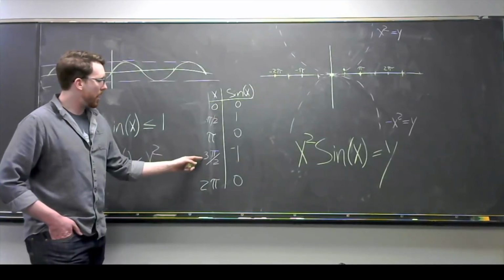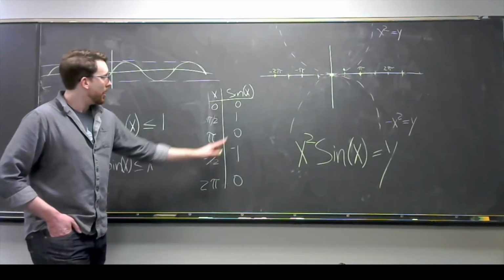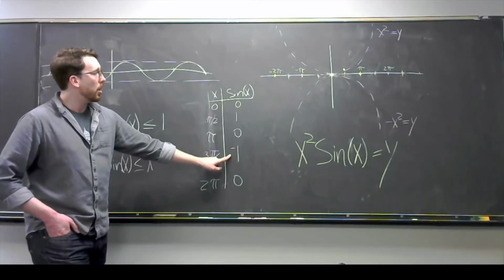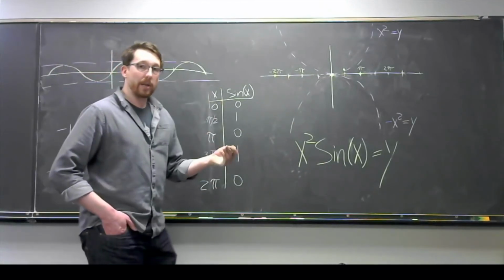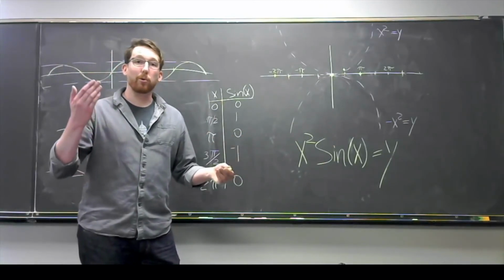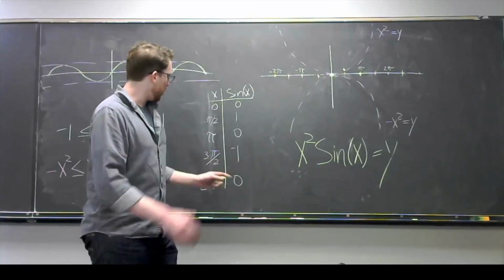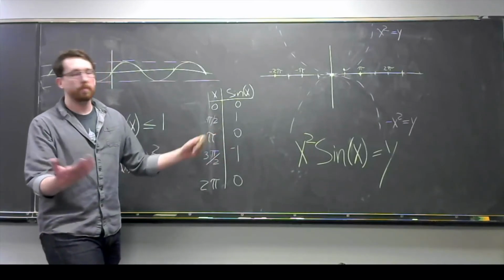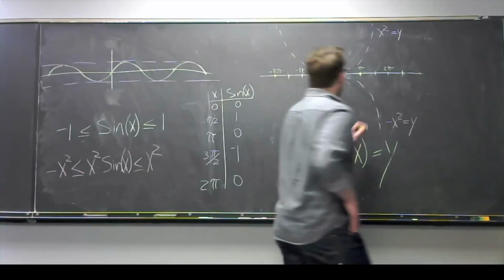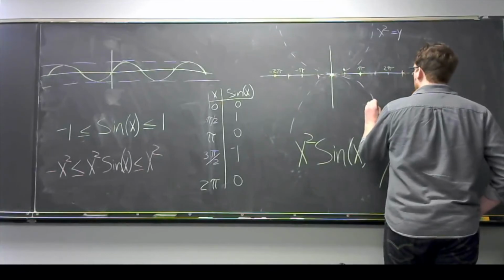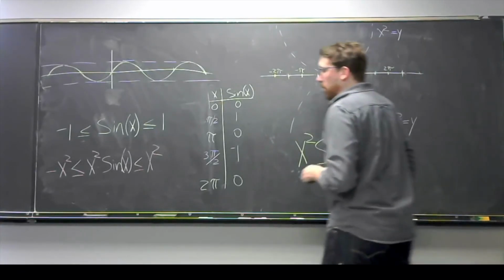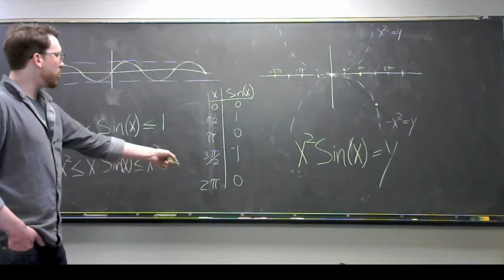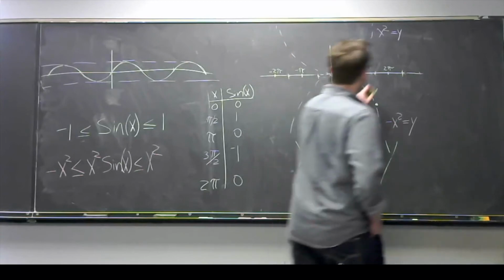At 3 pi over 2, sine is negative 1. So we have negative 1 times 3 pi over 2, the quantity squared, right? So we're squaring this and multiplying it by negative 1. Well, that means we're going to be down here at 9 over 4 times pi squared. And at 2 pi, we're at 0. So we're right back up here.